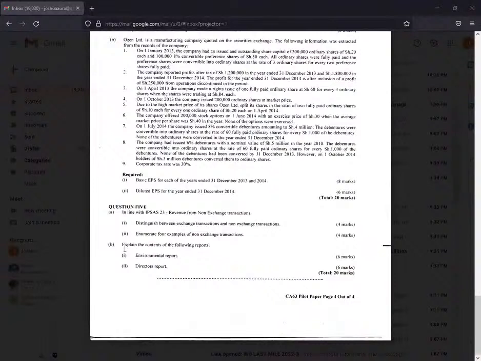You can see now, these guys have brought in this concept of question number 5 being theoretical. Like now, in line with IPSAS 23, revenue from non-exchange transactions. This lesson has taught you very good things. Distinguish between exchange transactions and non-exchange transactions, out of 4, always talk about it. Enumerate 4 examples of non-exchange transactions. Explain the contents of the following reports: environmental report, director's water report. Look at those number of marks.